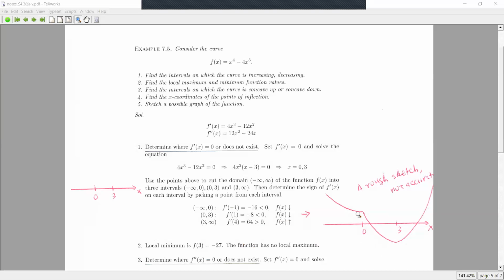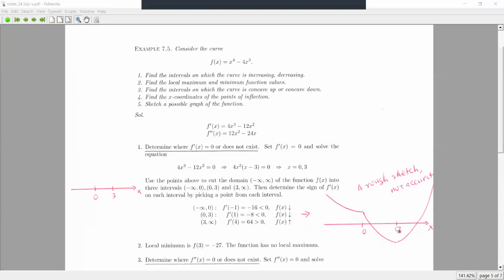I should say that this is only a rough sketch of the graph of the function, just to answer the second question. This curve is clearly not accurate. Now, from this rough sketch, I can tell that at 0, this point is not a local maximum, not a local minimum. Locally, this point is not the highest point, nor the lowest point.